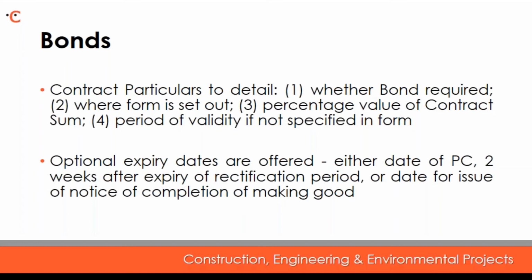The JCT 2016 contracts also provide optional expiry dates that you may choose between. They're set out in the contract. It is simply either a case of deleting the ones you don't want or marking the one you do. The three they provide are the date of practical completion, 2 weeks after expiry of the rectification period, or the date for issue of the notice of completion of making good. As I say, you can pick your own, but if you don't want to use any of those, you are otherwise at liberty to specify your own date.